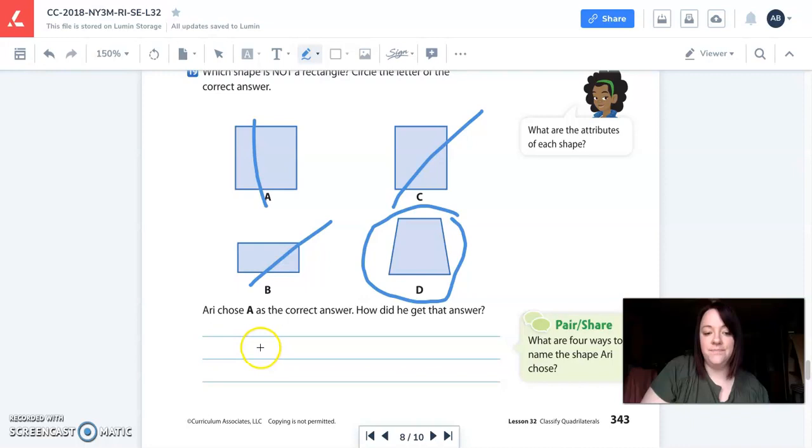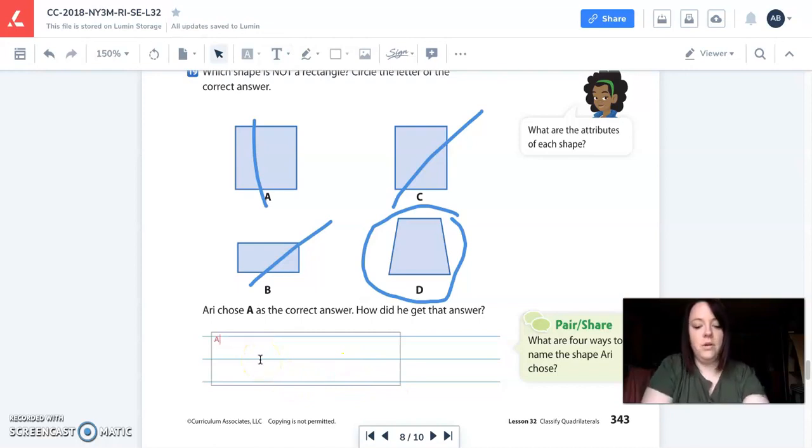Ari chose A as the correct answer. How did she get that answer? Ari chose that answer because she forgot that a square is basically a rectangle. It has all of the same attributes.